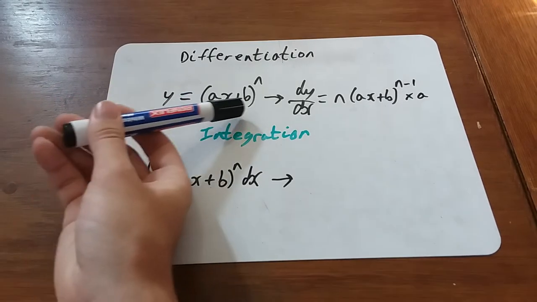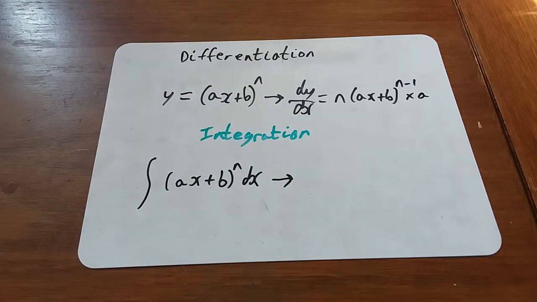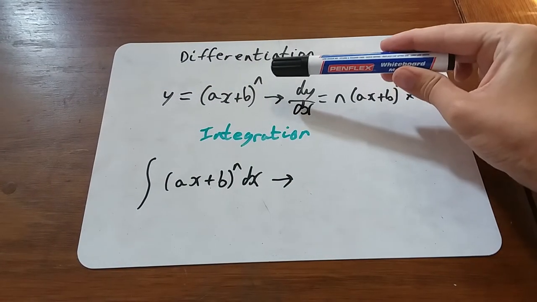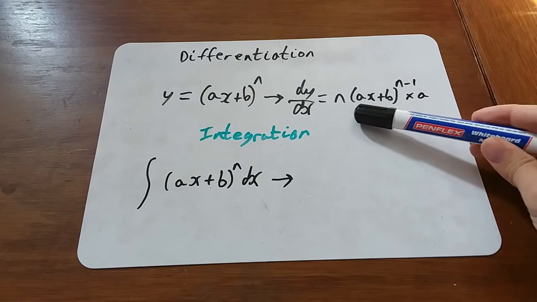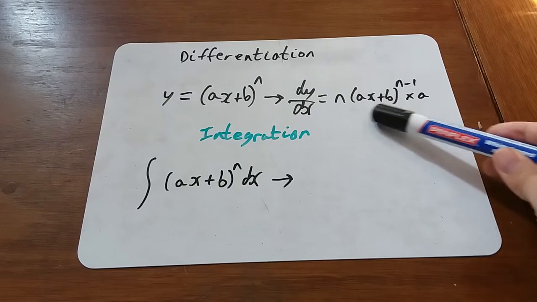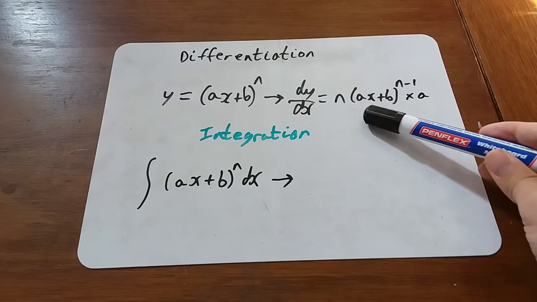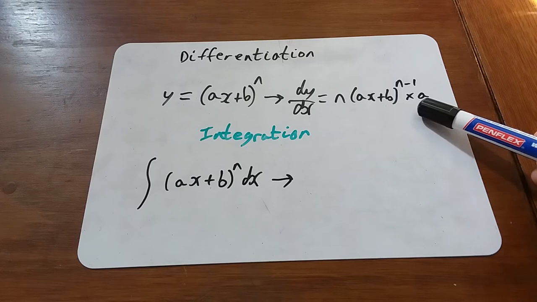So y equals something in a bracket to a power of n up here. The way that we differentiate it is you look at whatever n was, we times down by that, so it came out the beginning. We took one away from the power, and then we multiplied by the derivative of whatever's inside, but in this case, it's just a. So we get an extra a out here.